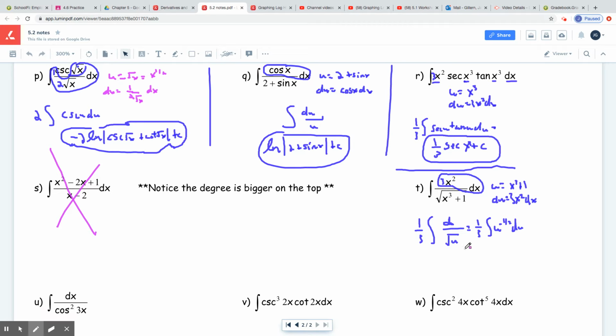All right. So I get 1/3, add 1 to 1/2. Negative 1/2 is positive 1/2. You then put a 1 here, a 2 there. So we end up with an answer of 2 parentheses, x cubed plus 1 to the 1/2 over 3 plus c.